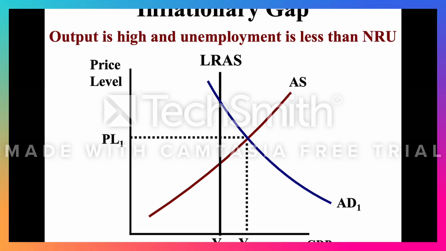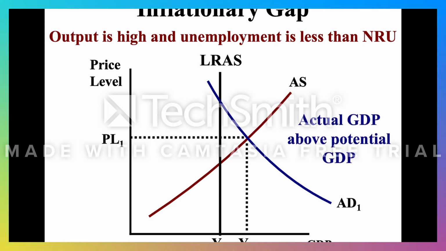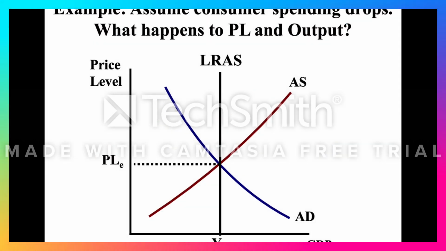Next, output. You have to remember that's your real GDP. So output is above your potential GDP, your LRAS, and that's equivalent to your PPF. So let's flip it around and do it the opposite way.